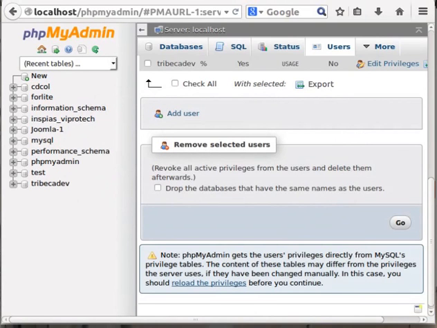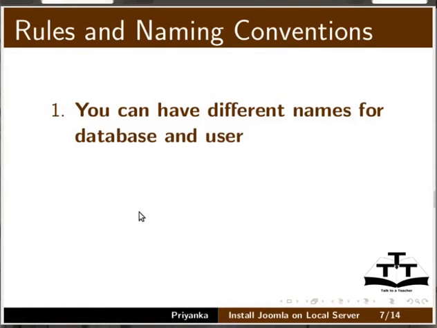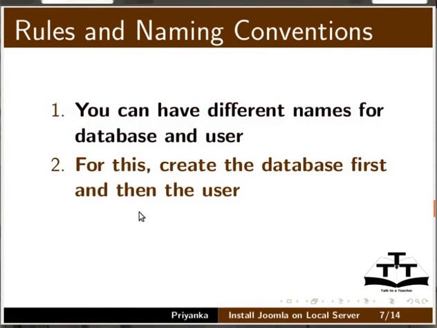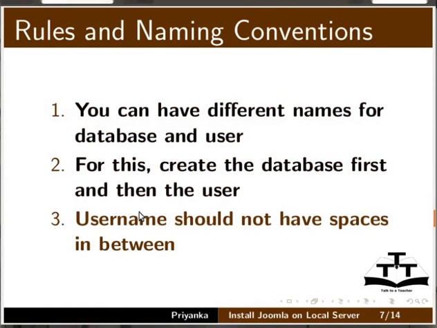Make a note of the username, password and database names. These will be required later to complete the Joomla installation. Please note, database names and username need not be the same. To have different names, you can first create the database and then create a user for that database. Also, as per naming convention, username should not have any spaces in between.